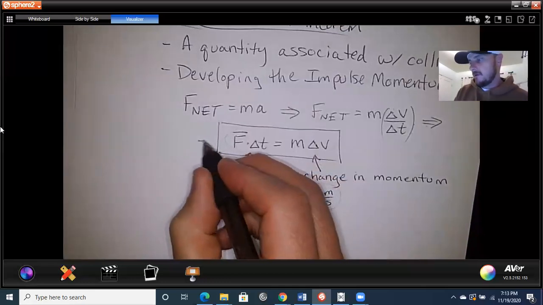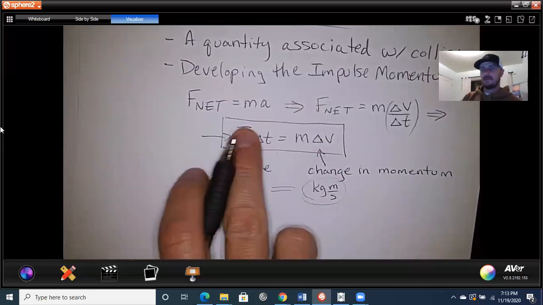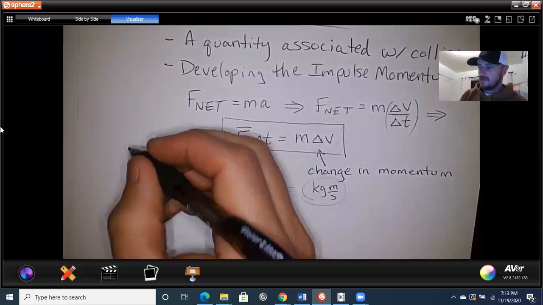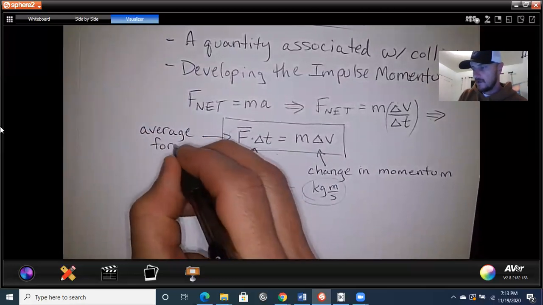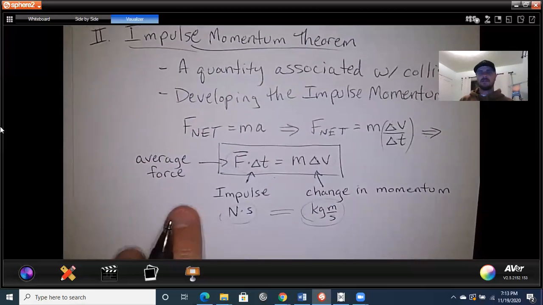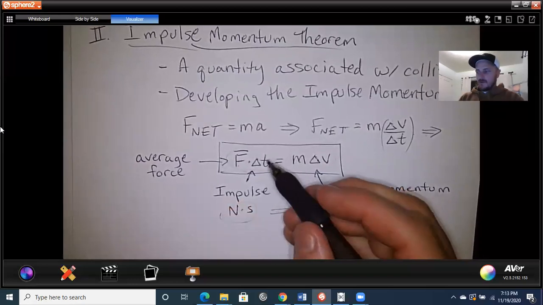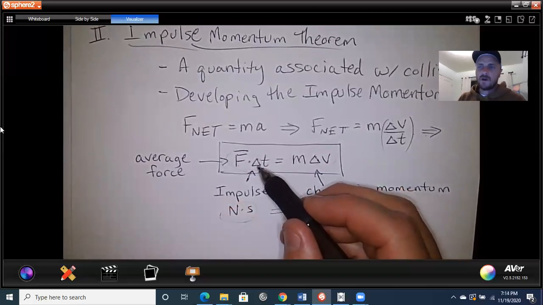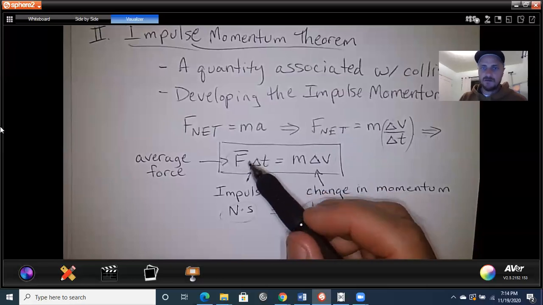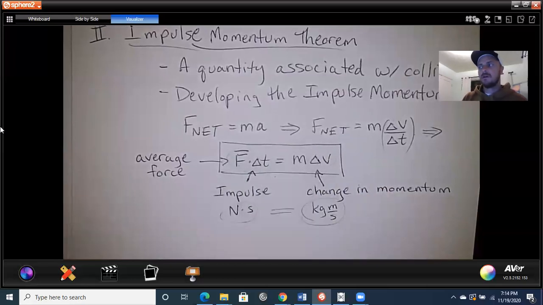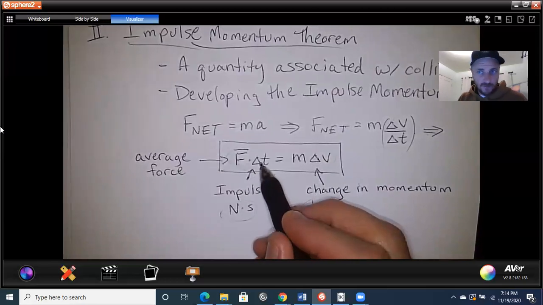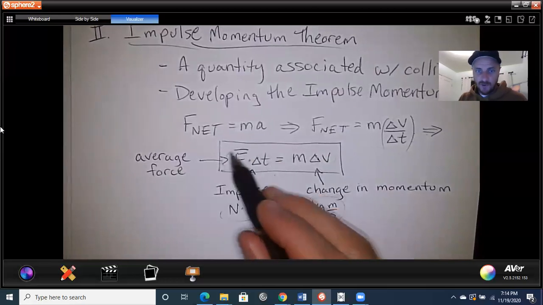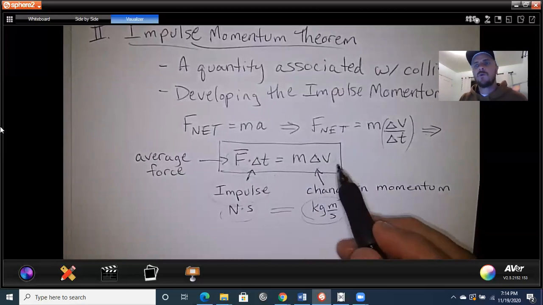Let's talk about this little hat on top of the force. Anytime you see that, it means average. So this is the average force. And remember what I told you about impulse. It has to do with collision. So this time we're talking about is an incredibly short time usually, because this equation helps us figure out how to explain collisions. There is an average force that's acting during a collision for a very short amount of time, and that impulse will change the momentum of a system.